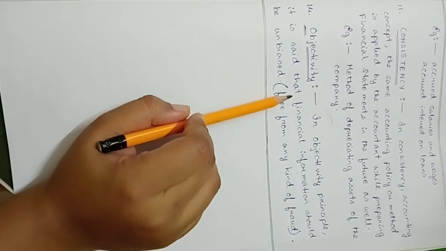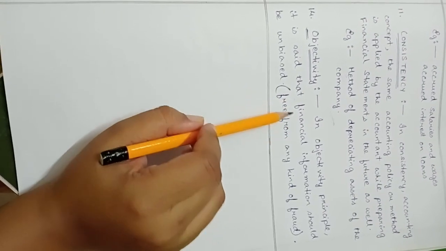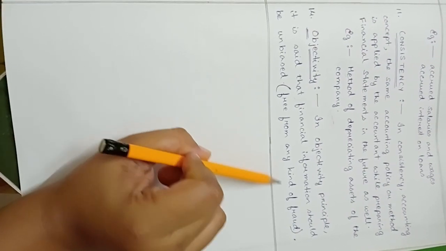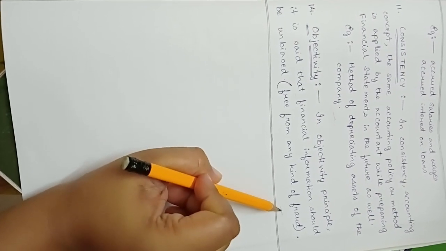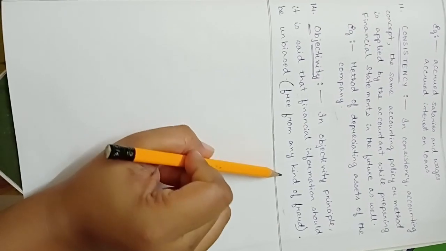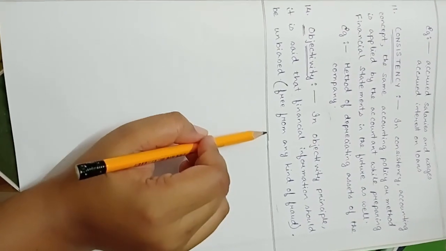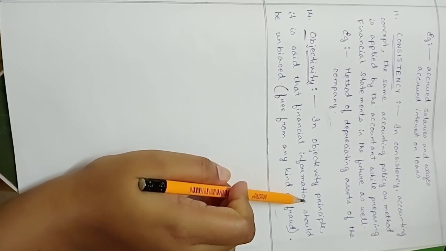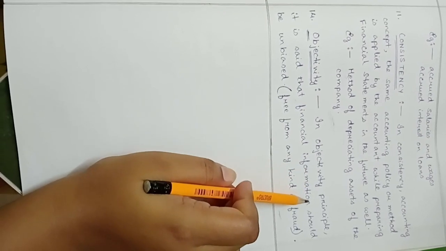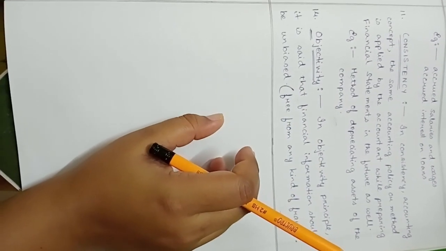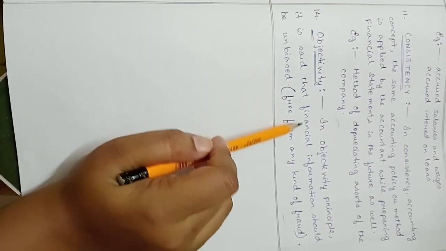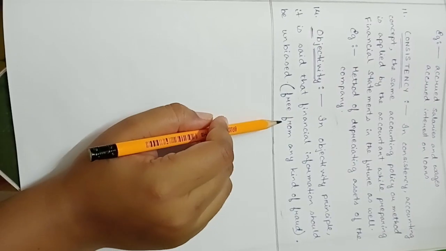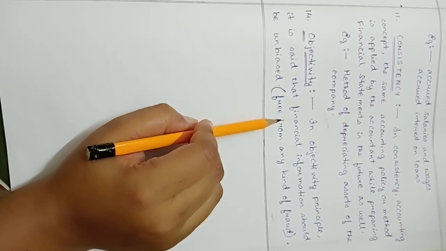And in the objectivity concept, it is said that the financial information should be unbiased, that is, free from any kind of fraud. There should not be any mistake or any fraud, as per the objectivity principle in accounting. So I hope you have got the concept. These are the 14 basic accounting concepts.